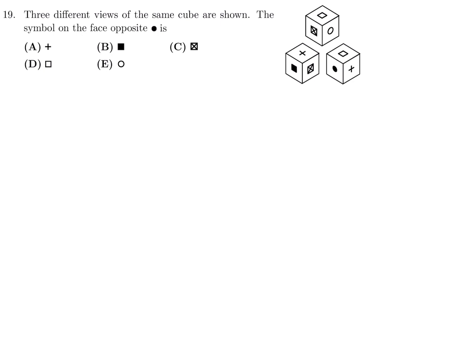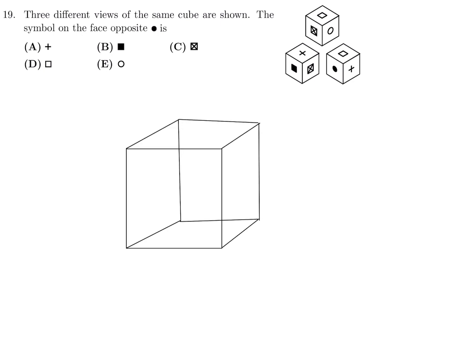Three different views of the same cube are shown. The symbol on the face opposite the colored circle is... Let's try our best to figure this out. So I'll just start with this one right here, and I'll label it exactly the way it is. So we've got that square there, and then here we have that square with the X, and then here we have that circle. Okay, now where do I go next?